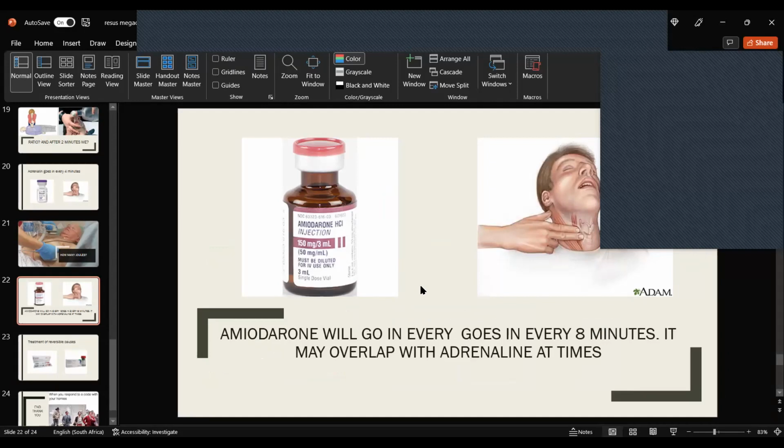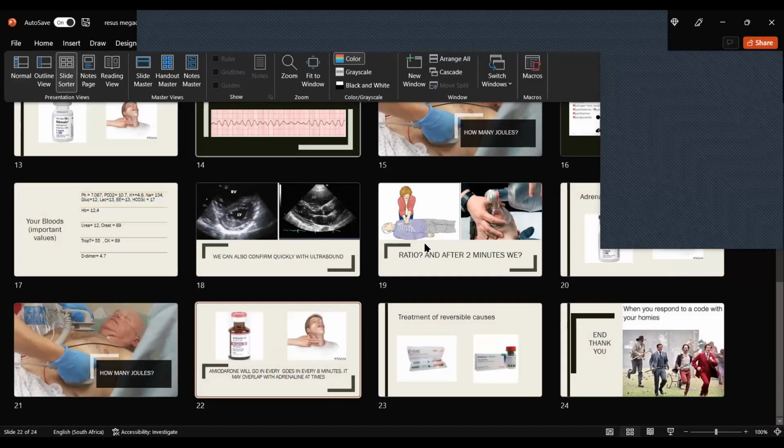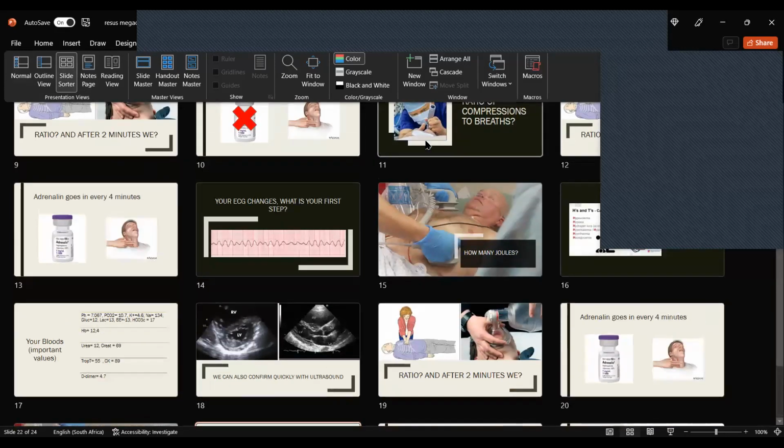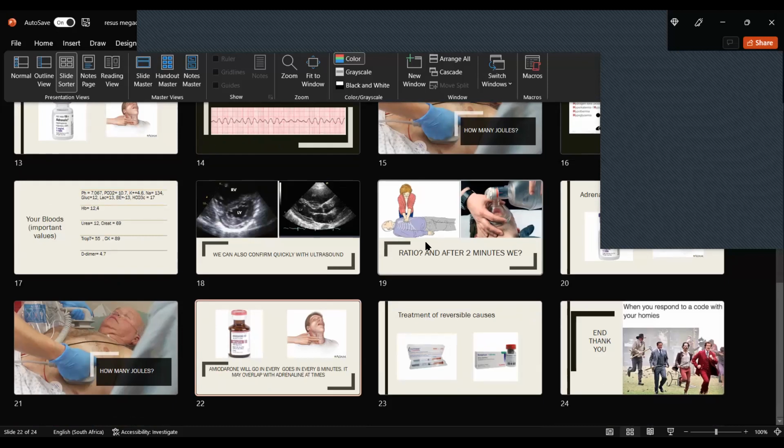So amiodarone definitely generally goes in about every 8 minutes. It can overlap with adrenaline, all right? So don't worry about it. So we generally give about 150 milligrams at a time. And once you've given the adrenaline, then all that you are doing is going back to this part here, right? So you're going to give the joules. Okay, you're going to skip the H's and T's, that and that, but then you're going to continue CPR for 2 minutes. Then you're going to give him adrenaline and you're going to give him another shock.